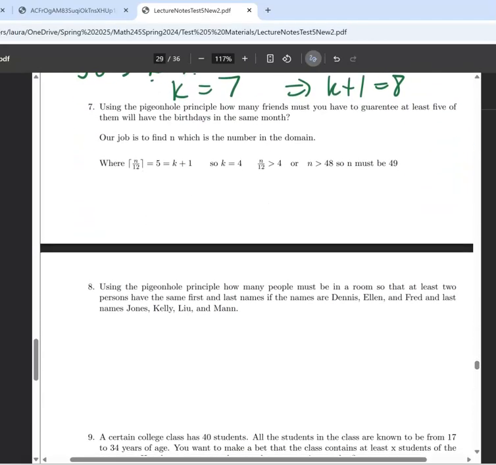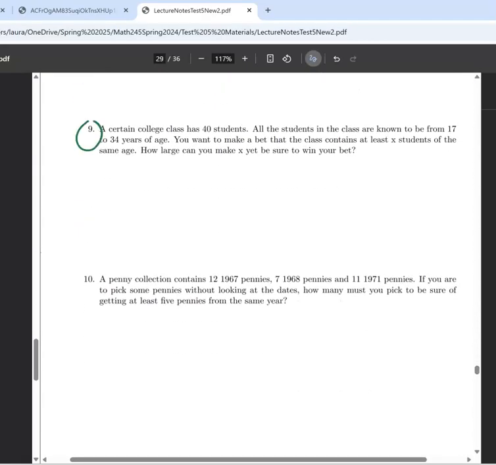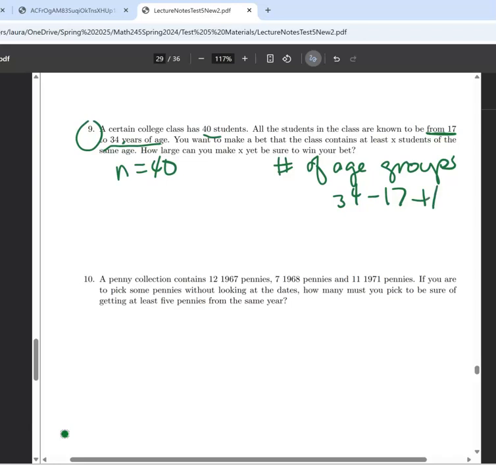So let's go on to the other one that I skipped. Let's do this one. So I've got 40 students, so my n is 40. Age groups. I've got these different students, all these different age groups, and I want to figure out the number of age groups. How can I do that? So I'm going to look at, what do I have? I've got 34 is the oldest, minus 17 is the youngest, add 1, right? So I've got 18 age groups.